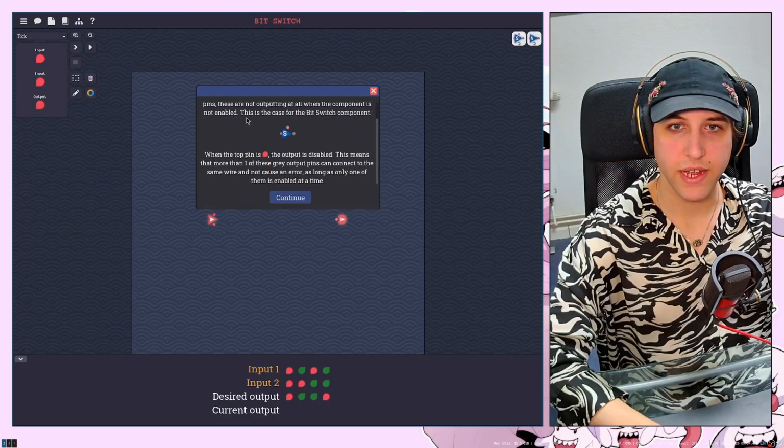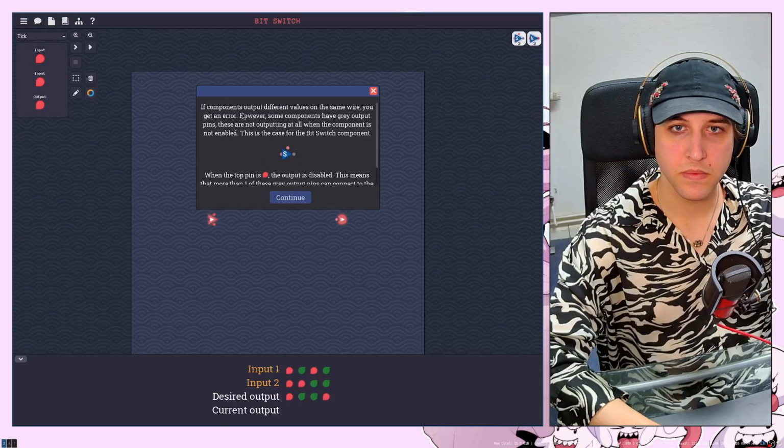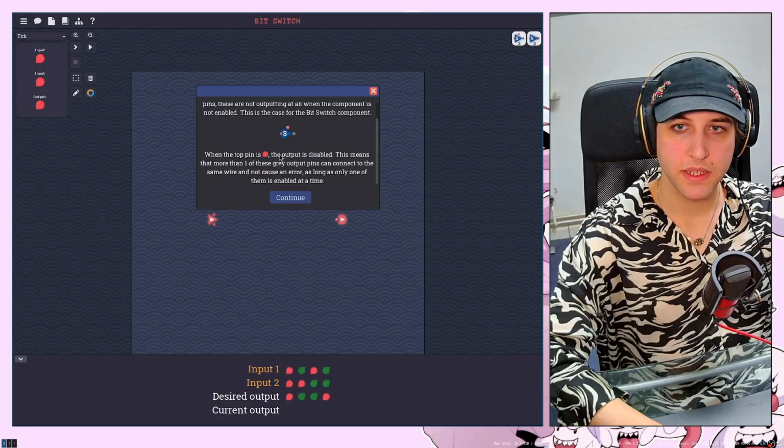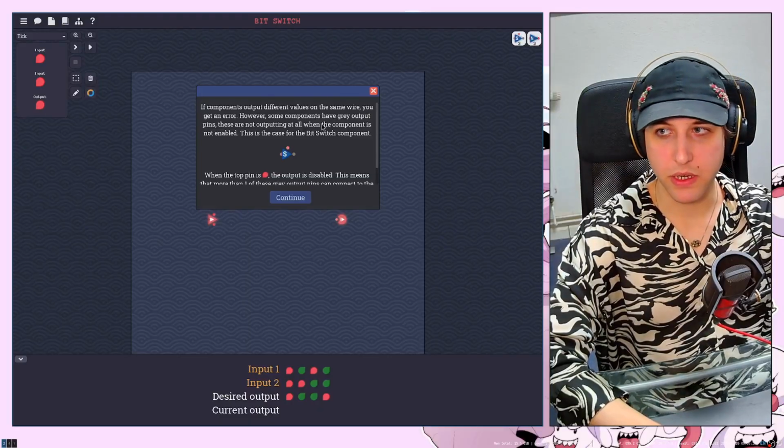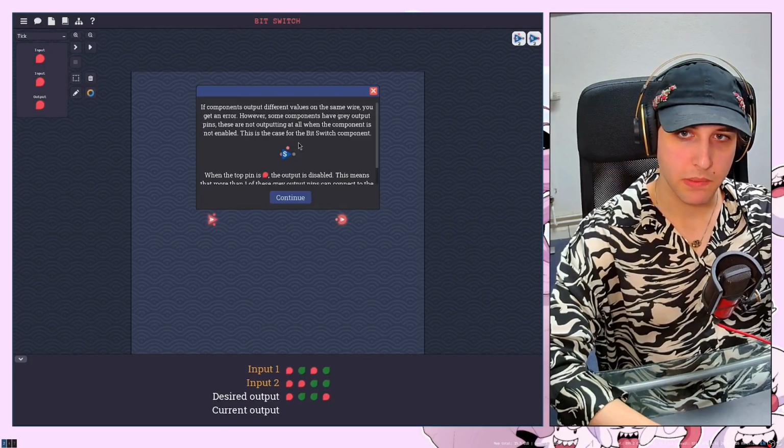Okay, so we have gray output pins. This doesn't make sense. The reason for that is that so far we haven't encountered bytes.